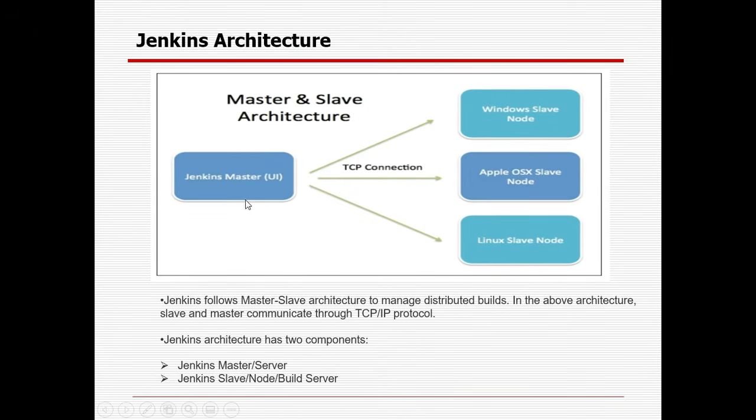So this is the Jenkins architecture. You can see the master and slave architecture. This is the master UI, and it can be connected to any of the slave nodes. It can be Windows, Mac or Linux. So Jenkins follows a master-slave architecture to manage distributed builds. In the above architecture, you can see slave and master communicate through TCP/IP protocols. Jenkins architecture has two components. One is the Jenkins master or server, and it connects to the nodes, which are called slave nodes or build servers.